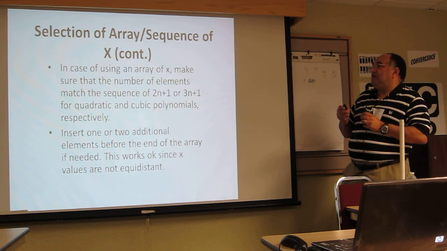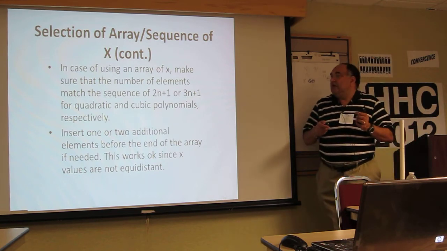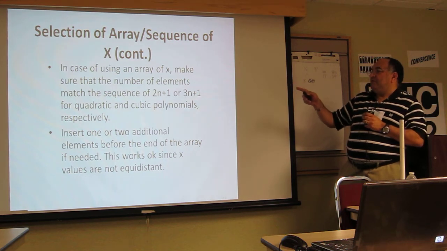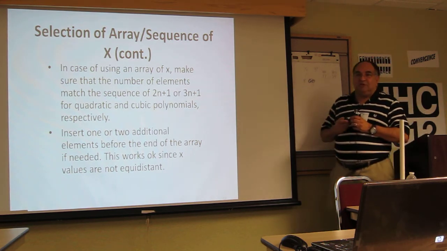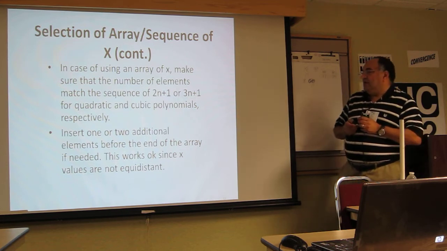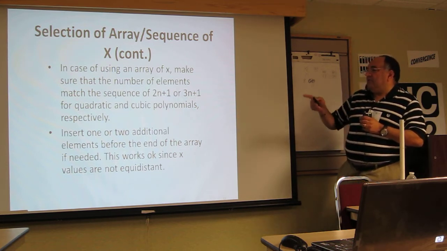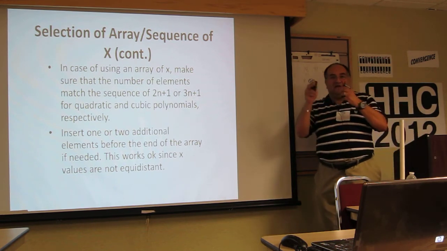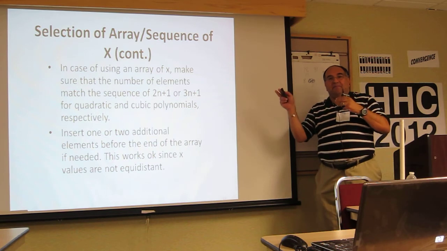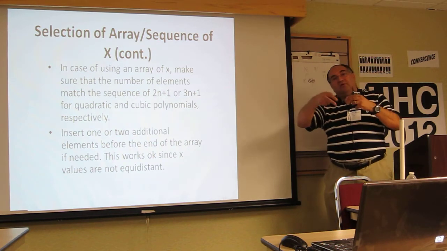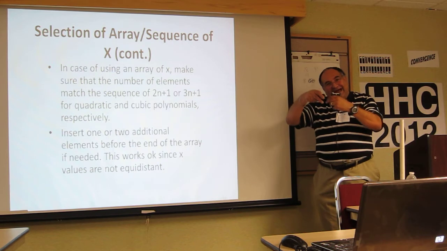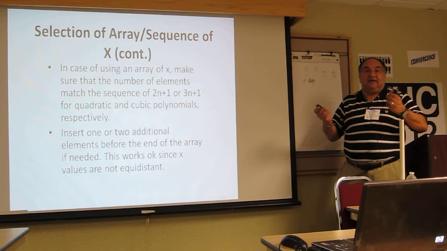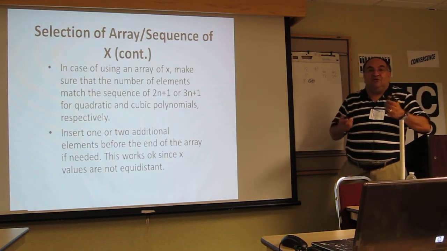In the case of you using an array, make sure that the number of elements matches the sequence of 2n plus 1 or 3n plus 1, if you're using quadratic or cubic polynomials. That's how many you need. Normally, when you're calculating the array, if you're lucky, the number of x's fits that pattern. If not, you have to insert 1 or 2 points in the last subinterval. And that's not a problem because our basic rule is that x's don't have to be equidistant, so there's no violation of the rule.